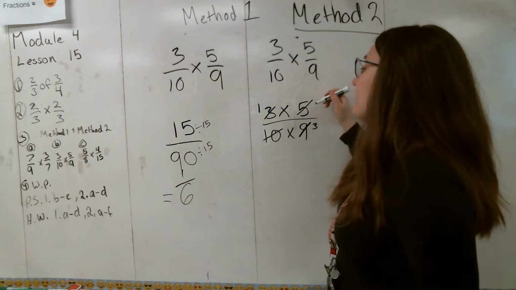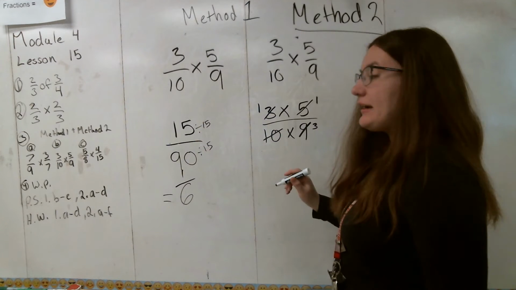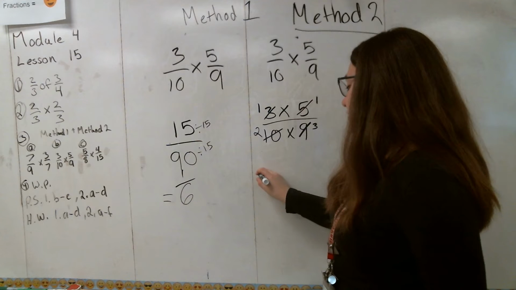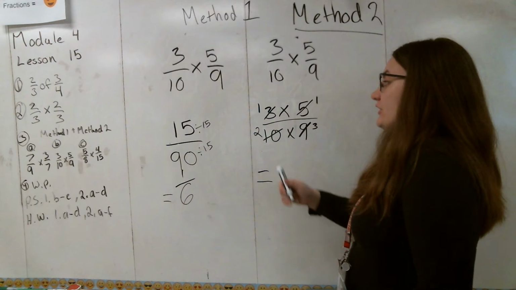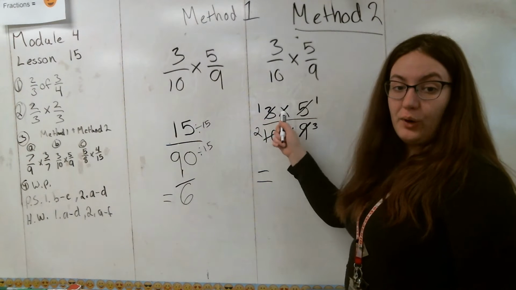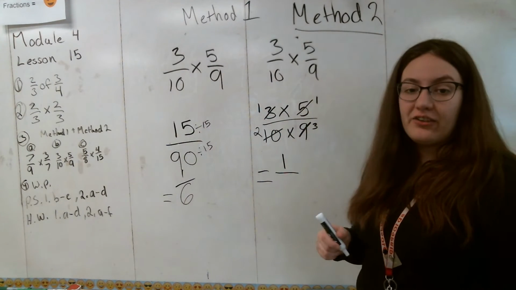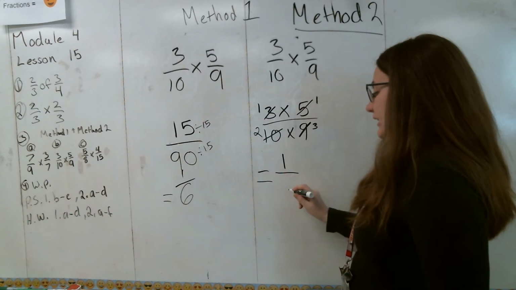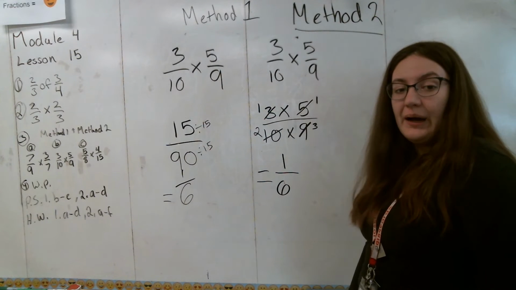5 divided by 5 is 1, and then we have 10 divided by 5, which is 2. And then I just need to multiply those new factors. So for my numerator, I'm going to have 1 times 1, which gives me 1. And then for my denominator, I'm going to have 2 times 3, which gives me 6. And then that is my final answer again, 1/6.